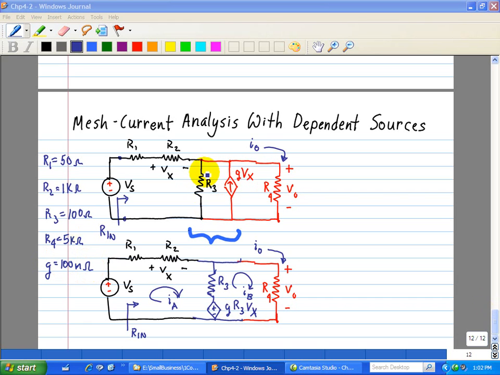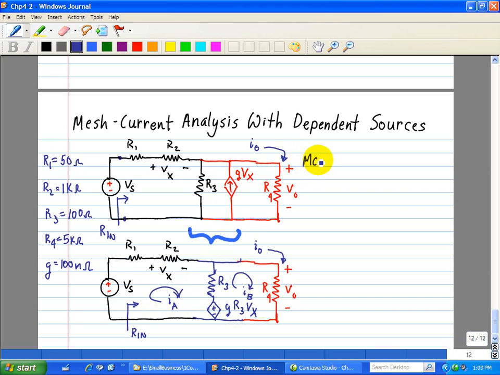Now the first thing we do here is that we see R3 is in parallel with GVX, and we're going to do a source transformation so we can do mesh current analysis. So we take this parallel combination of a current source, but it's voltage controlled, in parallel with R3, and convert it into a voltage source, which is just simply GVX times R3, and then this voltage source is in series with R3.